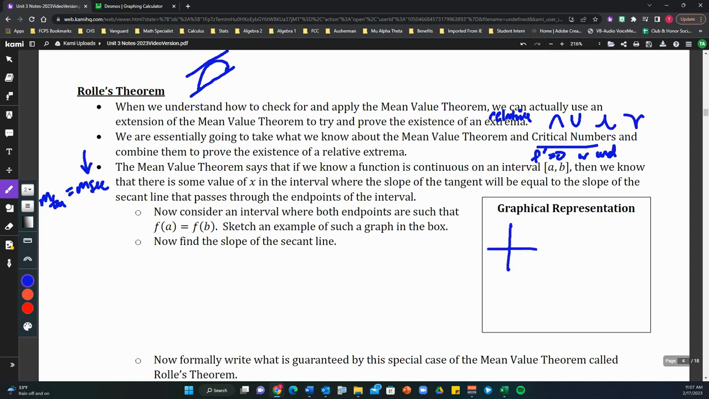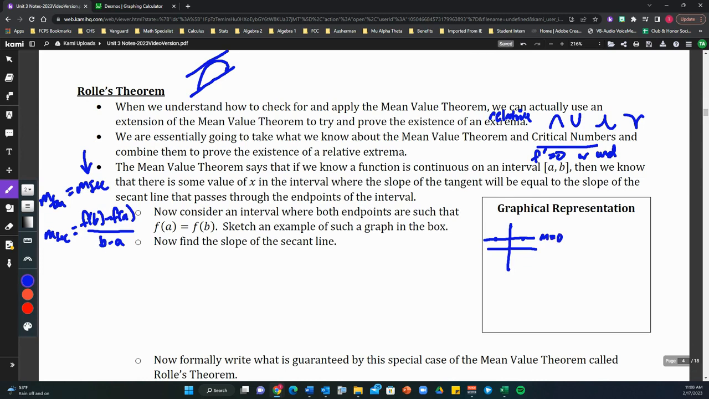If I had 2 points, it really doesn't matter where A and B are, but if I know that f of A is equal to f of B, now I have to consider what implications that has as far as the tangent line. We know that the secant line has to pass through both endpoints. But remember, the slope of the secant line is equal to f of b minus f of a over b minus a. And if these are equal to each other, then the slope of the secant is actually going to be 0.